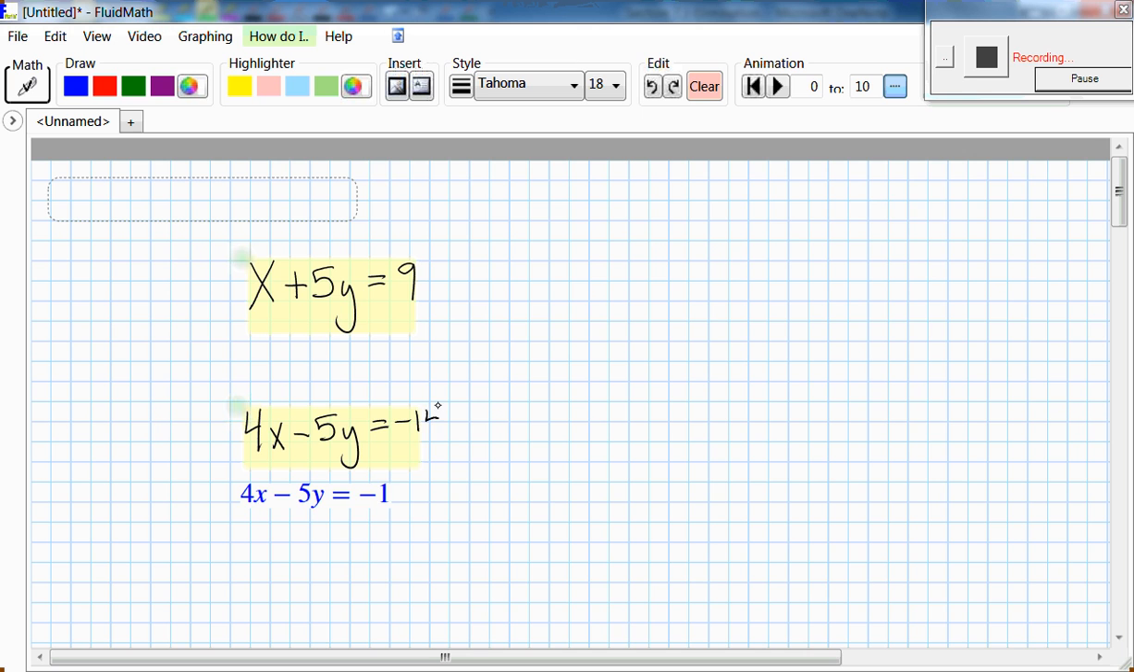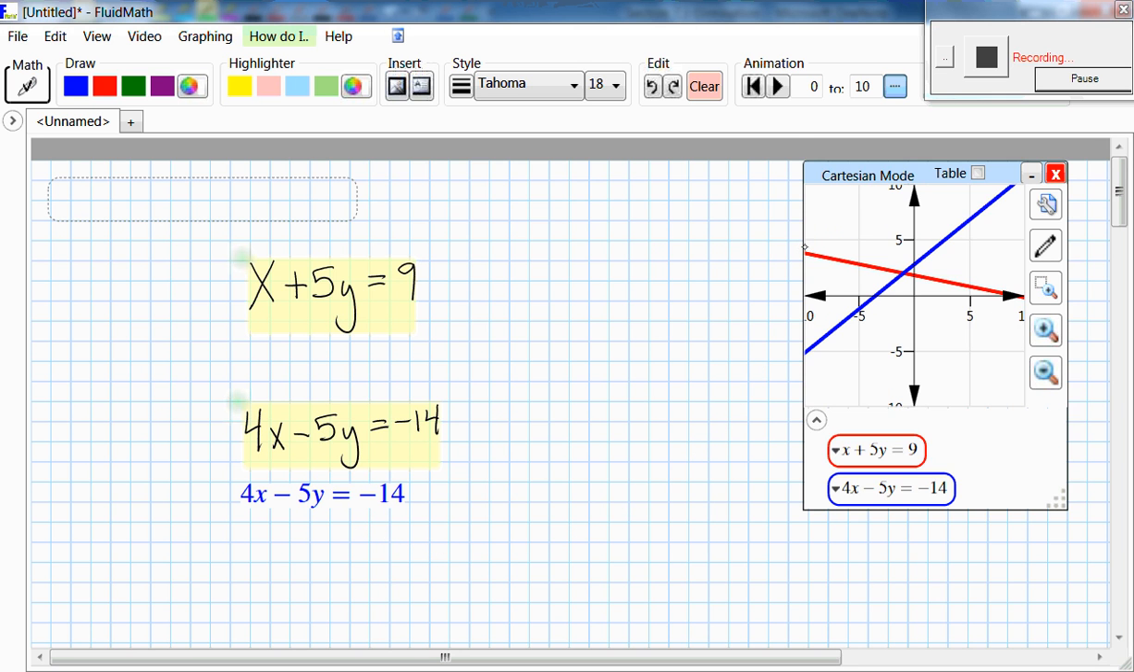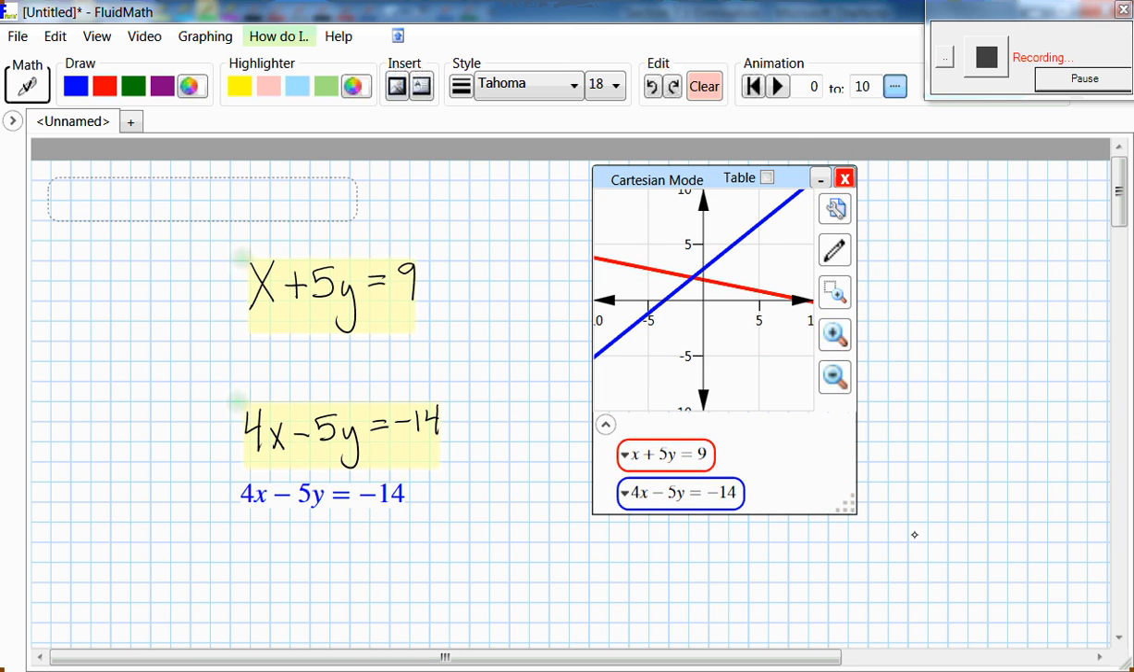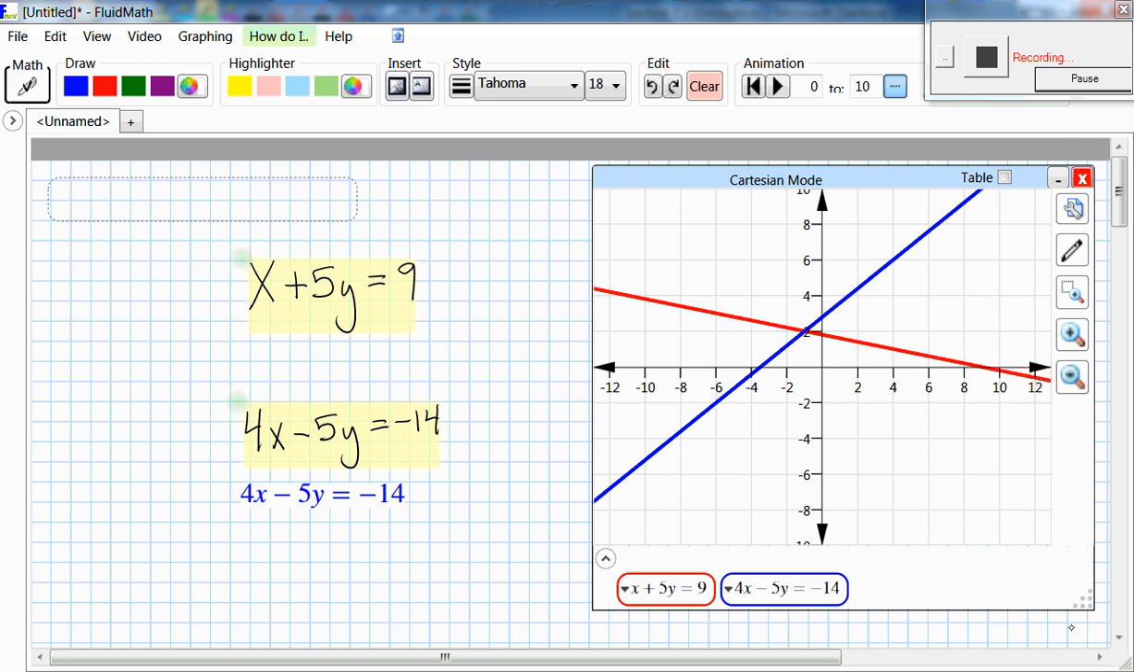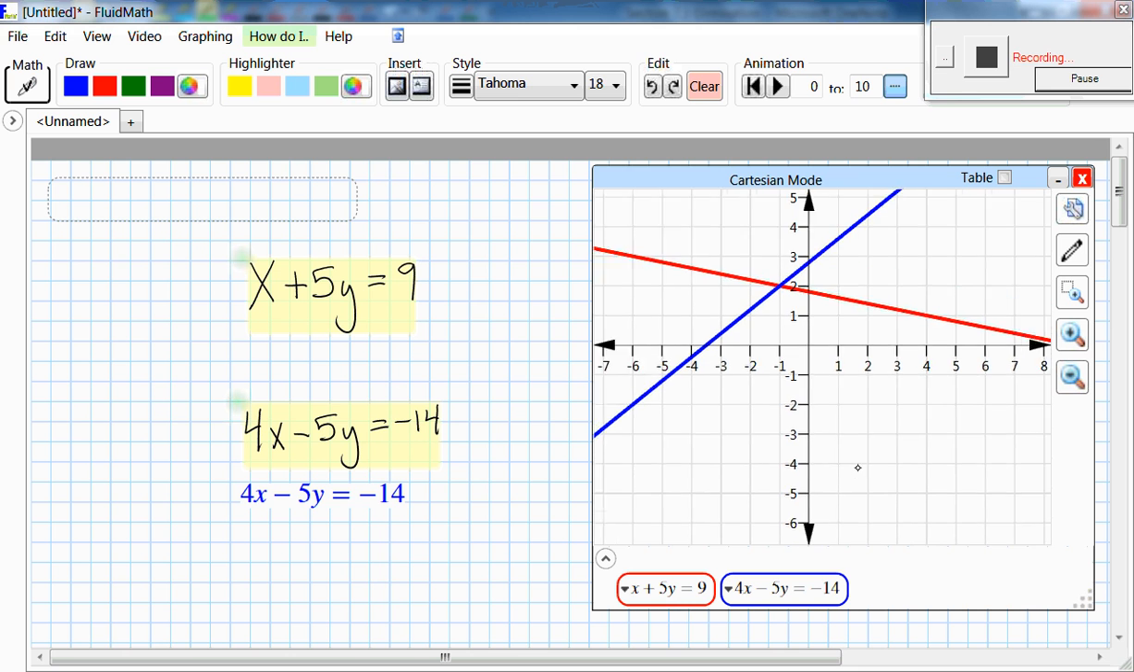Equals negative 14. So if we graph these two things, what should we expect to see on the graph? Negative 1 comma 2. What's so important about that point? That's where they cross. Let's see. If we're right, we'll see if we get it right here. Is that the point negative 1 comma 2? What do you guys think? Is that the point negative 1 comma 2? I'll zoom in a little bit more.